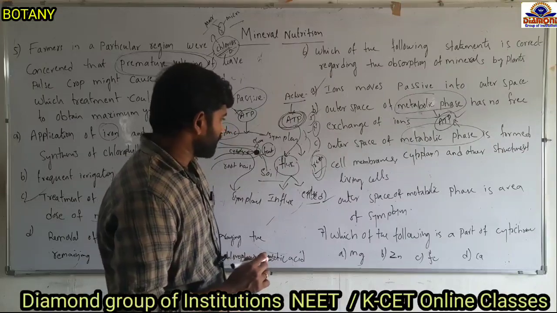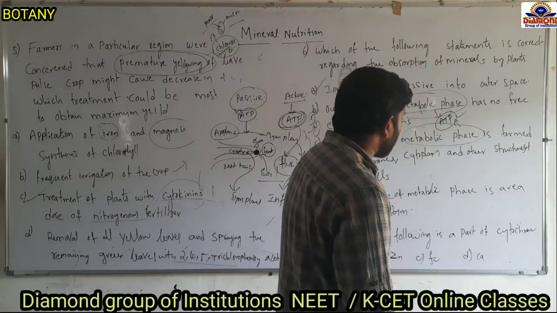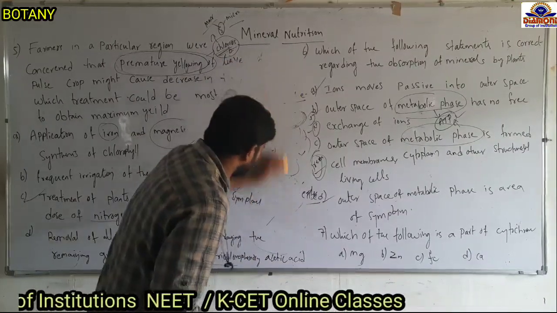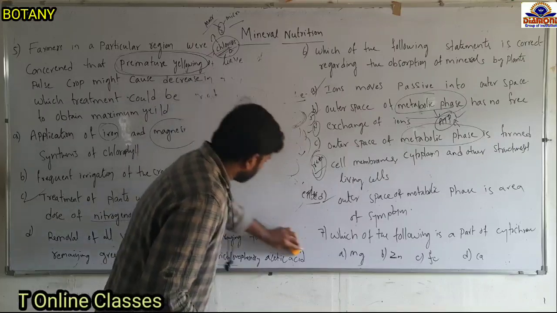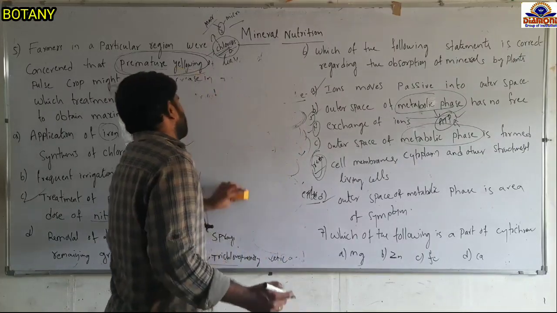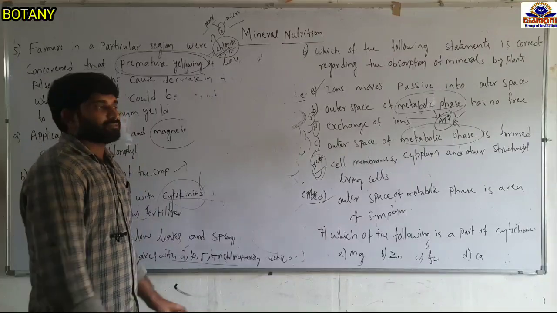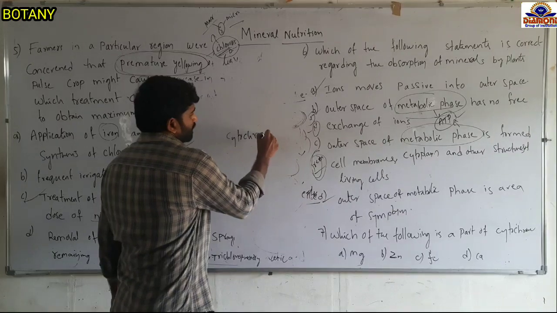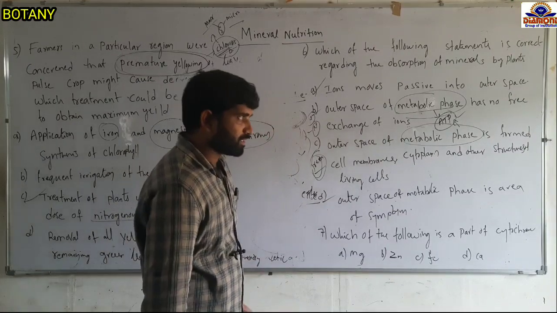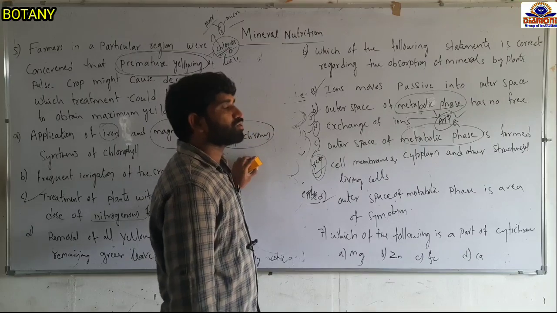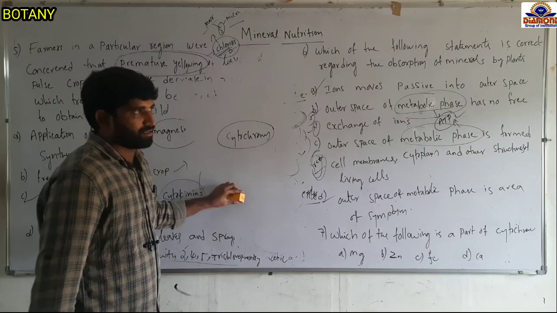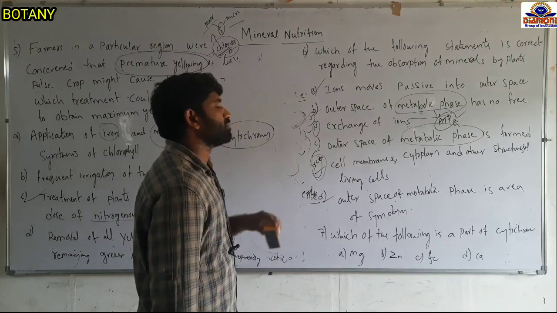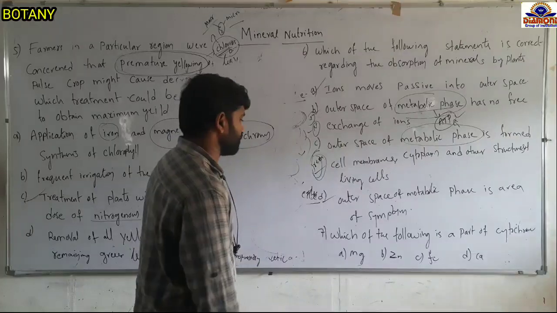And next question: which of the following is a part of cytochromes? Cytochromes are specialized structures like chlorophyll pigments. At the time of photosynthesis, in the cyclic and non-cyclic electron transport system, intermediate components are present. Cytochromes are also like chlorophyll pigments. These are carrier molecules that transfer electrons. So you know that in photosynthesis and respiration, cytochromes play a key role. What are the cytochromes made up of?